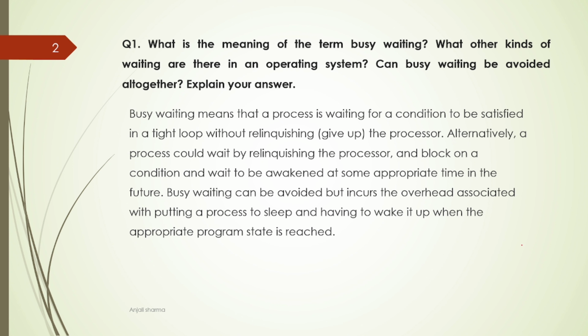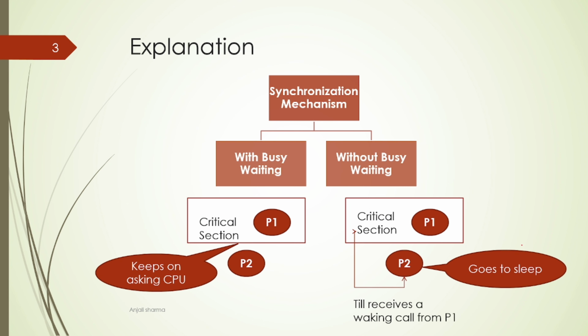So that was the theoretical explanation, and it can be a little bit overwhelming. So let us understand this particular question and the meaning of busy waiting with the help of an example, right? Now on your screen you can see a chart or a diagram which says that the synchronization mechanisms that we have in our operating system for smooth process execution can be of two types. The first one is with busy waiting, and of course the second one is without busy waiting.